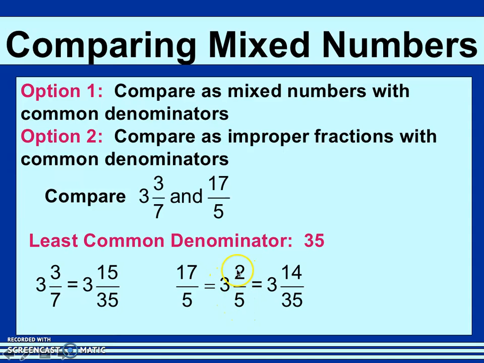And then I want to change that 2/5 to 35. So I'm going to multiply the 2 and the 5 both by 7. And I get my 3 14/35. Now I can compare. I have 3 wholes for both. And then I have 15/35 over here and 14/35 over here. So this first one here, this is larger. So I'm going to go back to my original fractions that I was given when I'm comparing, and I'm going to say that 3 3/7 is greater than 17/5.